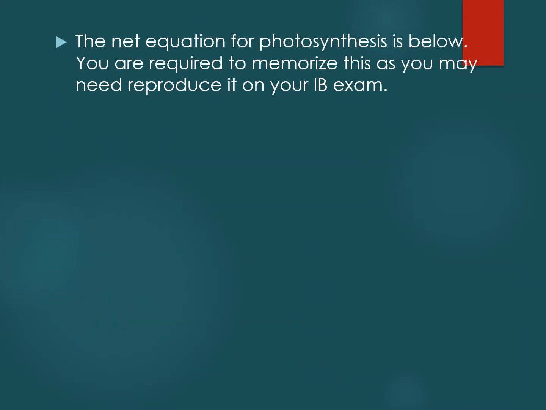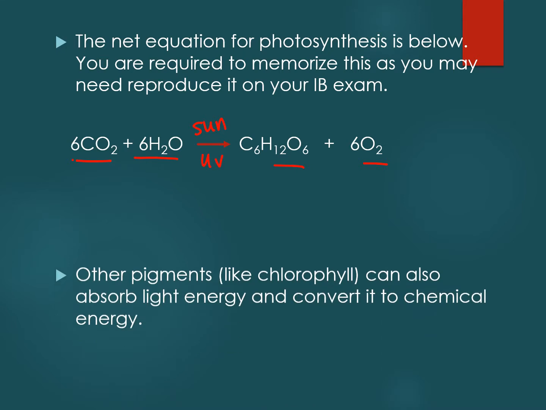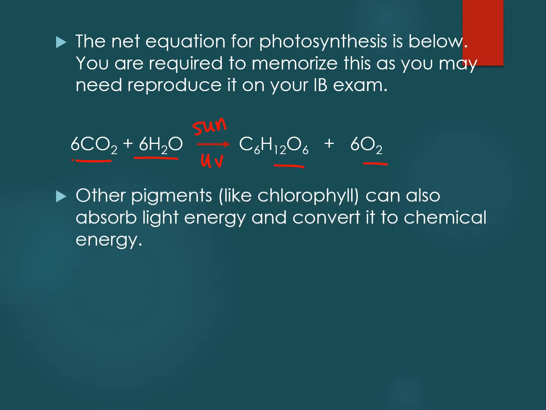All right, so the net equation for photosynthesis is here. Now, this is something that you should probably already know. Plants take in carbon dioxide and water. The reaction is catalyzed by light from the sun or ultraviolet. And we're going to produce glucose and oxygen. All right, so chlorophyll is the pigment in plants that allows this process to happen.